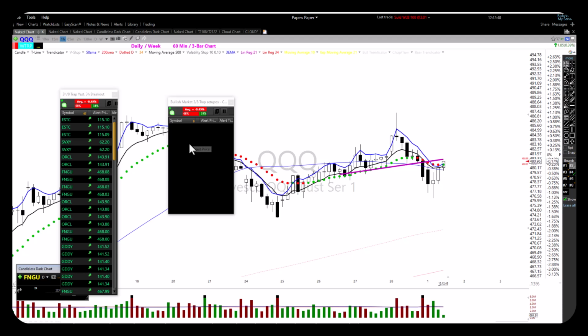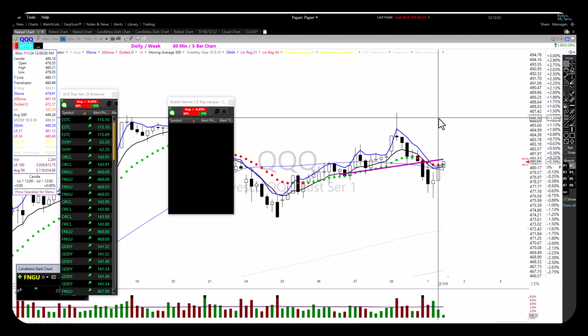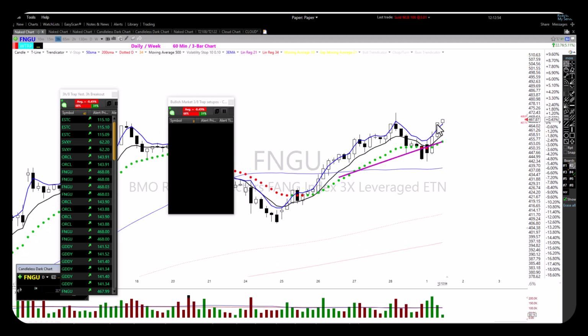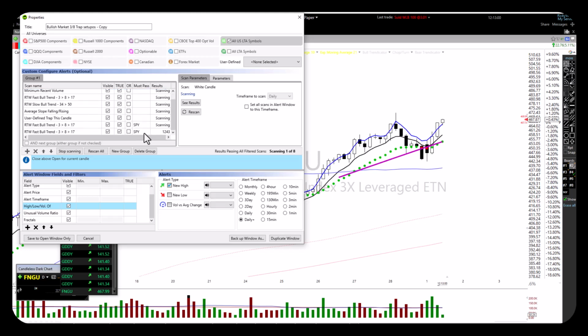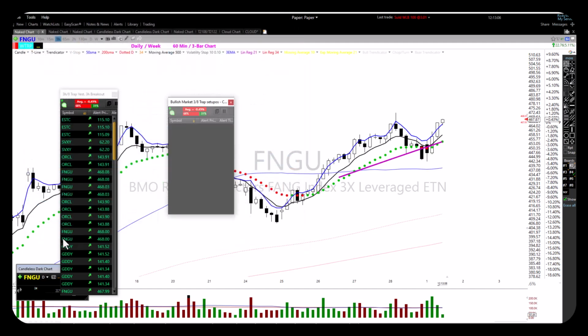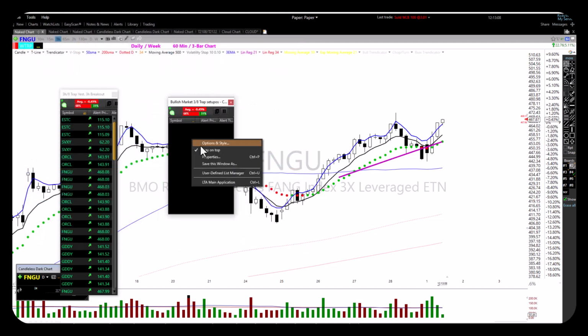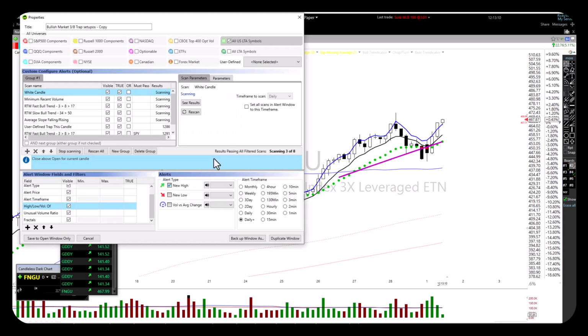So you could put in there, I was kind of hoping that the Qs, well, maybe FNGU. There we go. Let's change this, the second one, to FNGU. All right. Rescan. See how there's 41 in there? See how that worked?